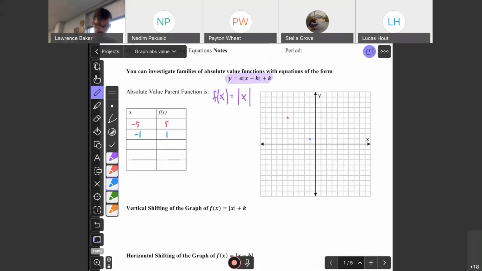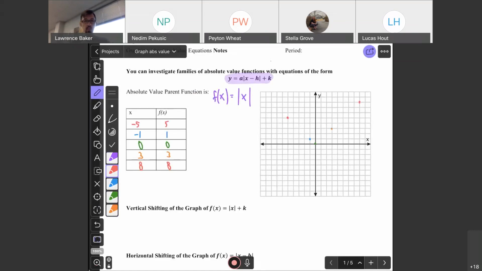Of course, we always like to do 0. What's the absolute value of 0? It's 0. So I can plot the point 0, 0. What's the absolute value of 3? Well, the absolute value of 3 is 3, so I can plot the point 3, 3. I just need one more point, so something like 7 or 8. The absolute value of 8 is 8, so I can plot the point 8, 8.